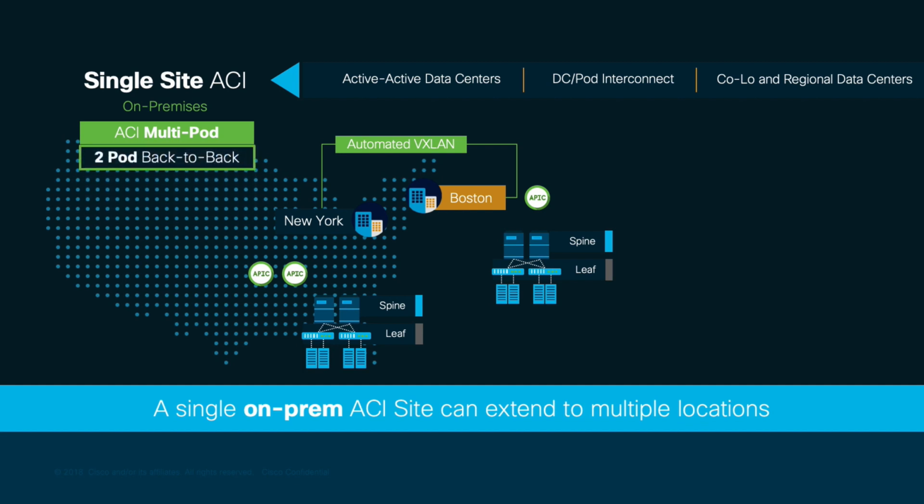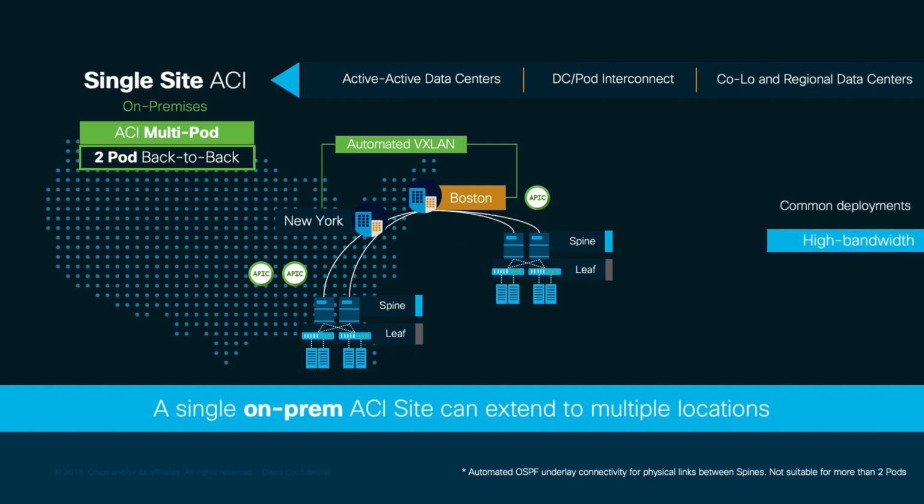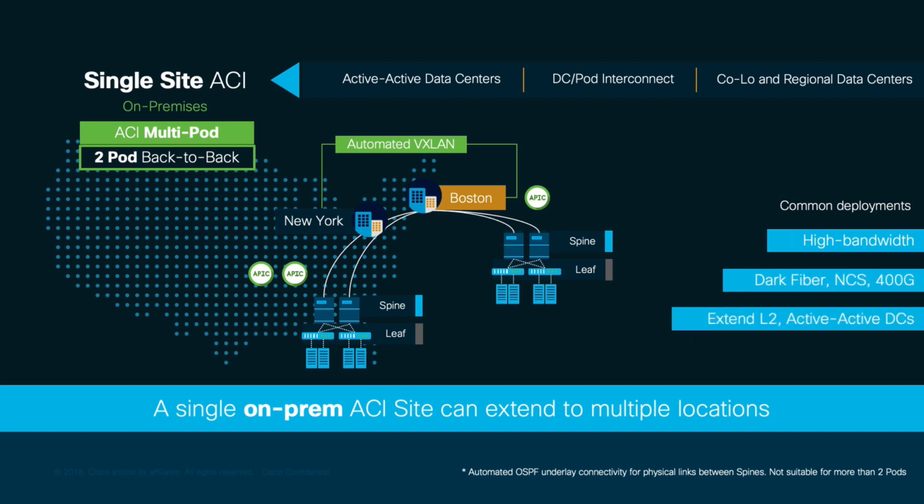locations, like what is shown in this case, and have no plans to add further sites, we could simply cable our spines back to back, and ACI would automate an OSPF underlay and a VXLAN overlay between them, without the need to worry about MTU or DHCP relay configurations on intermediate external devices. This is commonly used in scenarios where you may need high bandwidth connections, such as 100 gig or 400 gig for example, between isolated rooms, or where you already have a dark fiber, optic transport, or NCS installations between locations.